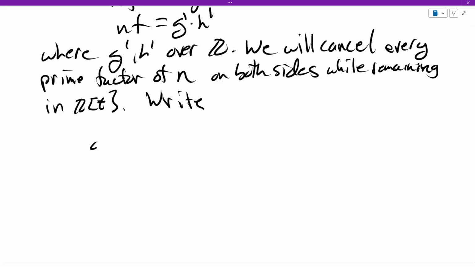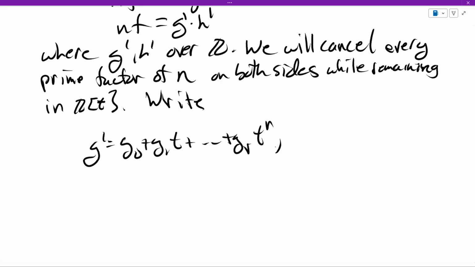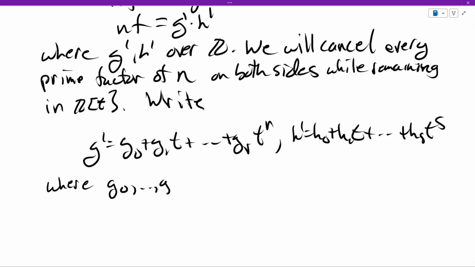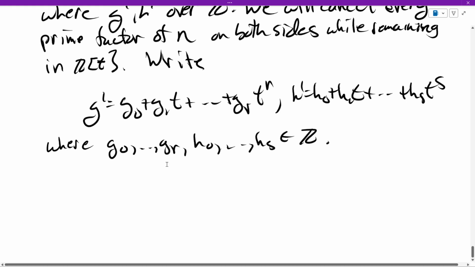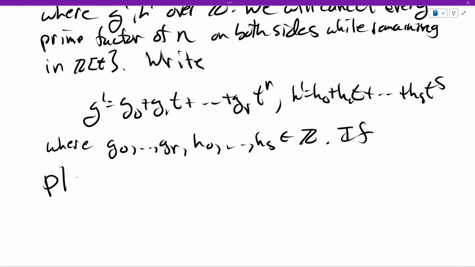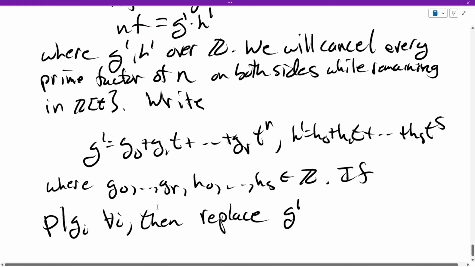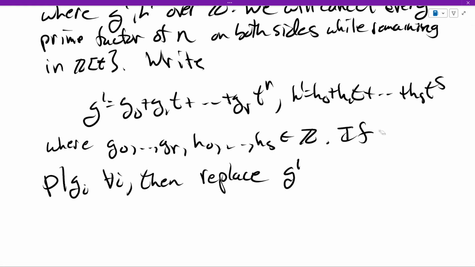Well, we can write G prime as some G0 plus G1t plus GR t to the r, and H prime as some H0 plus H1t plus HS t to the s, where, of course, our G's are integers and our H's are integers, because that's how we set this up. Sorry, let me back up 1 second.